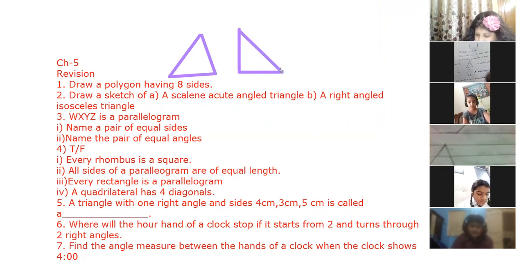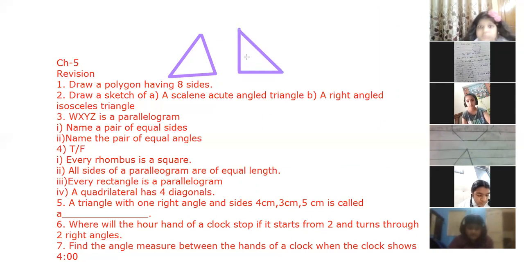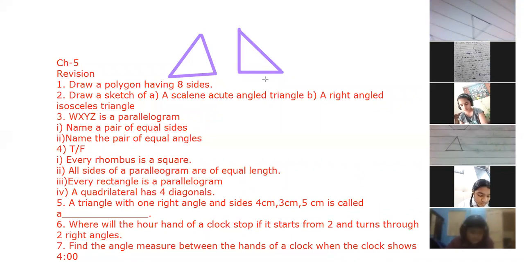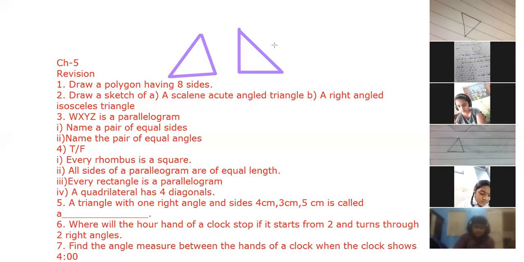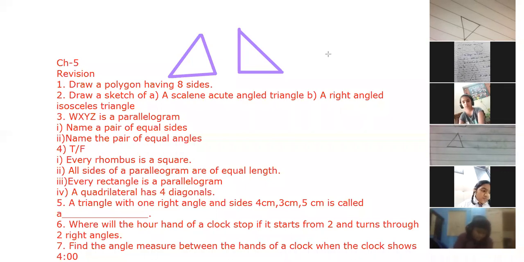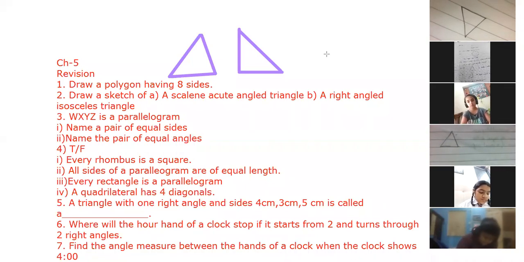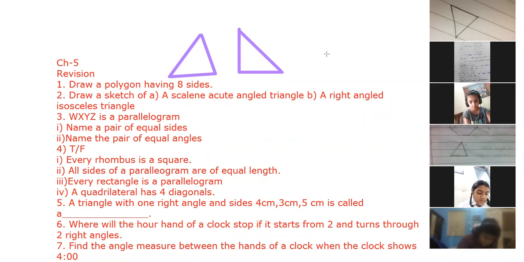This third side. This is a right angle triangle having two sides equal. We have made it perpendicular and base equal, and this side, third side, is greater than the other two sides. Prapti, this is the A part, that's correct, and you have to name it scalene acute angle triangle.